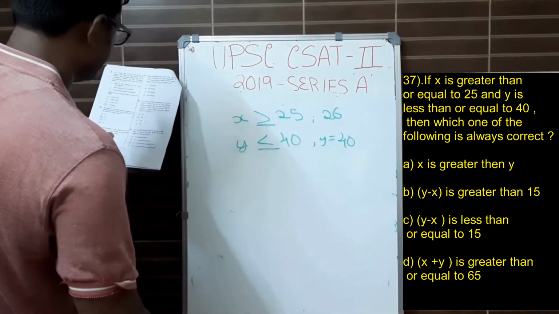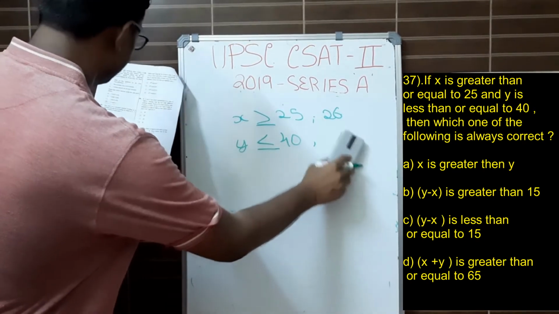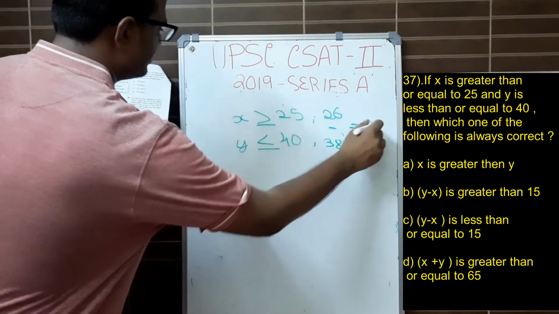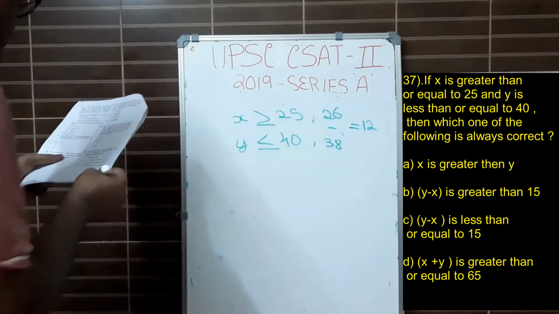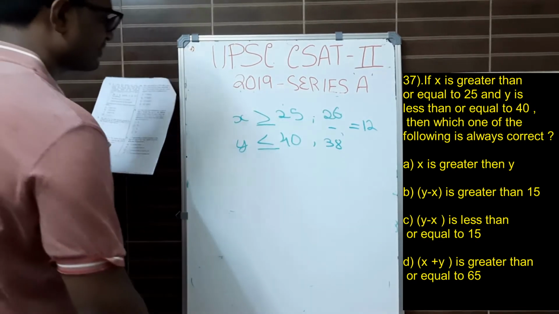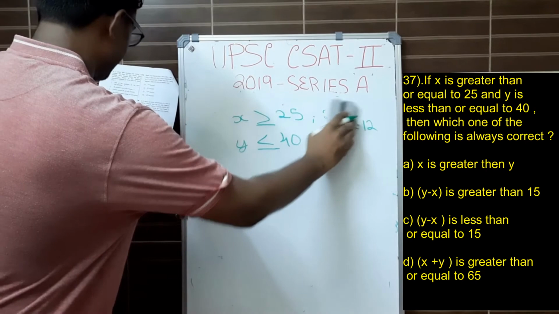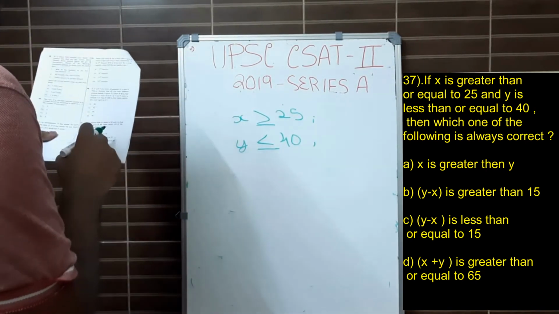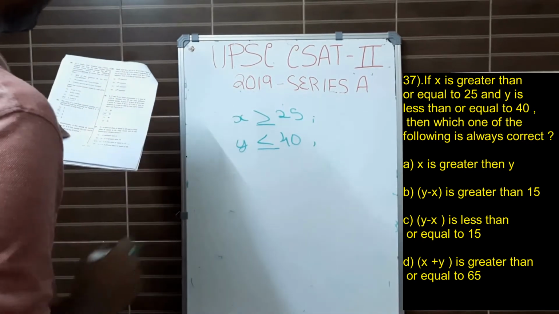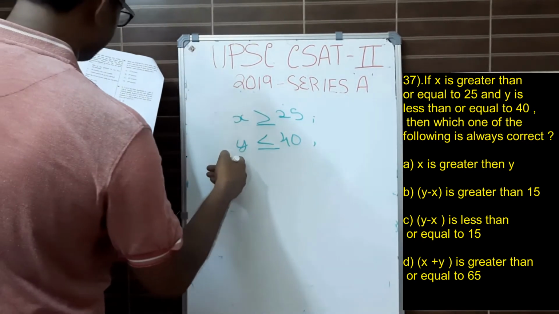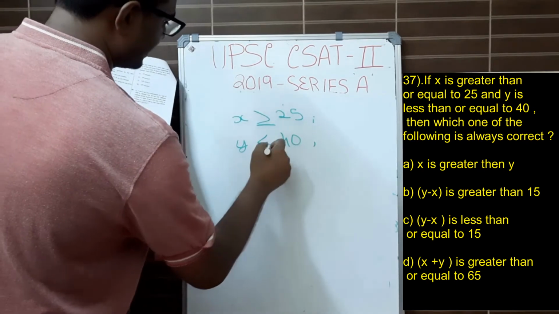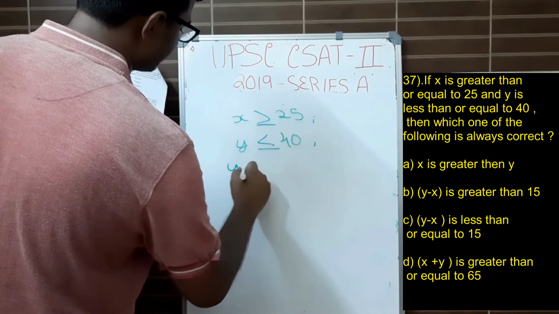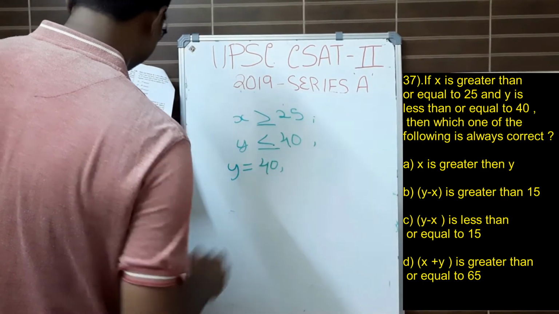So this is a very simple one. We can easily negate option B by saying that y is say 38. 38 minus 26 will give us 12, which is lesser than 15. So B is wrong. Y minus x is less than or equal to 15. This thing we have to see carefully now. So they want y minus x to be less than or equal to 15. We'll try to make it more than 15. So we'll assume a value for y which is very high. But the value of y cannot cross 40 because it's less than or equal to 40. So the highest value possible for y is 40. So let's assume y is 40.